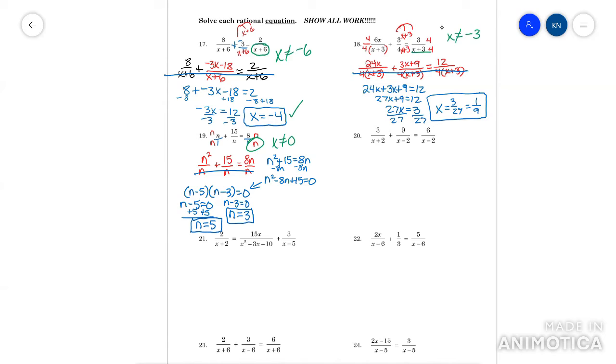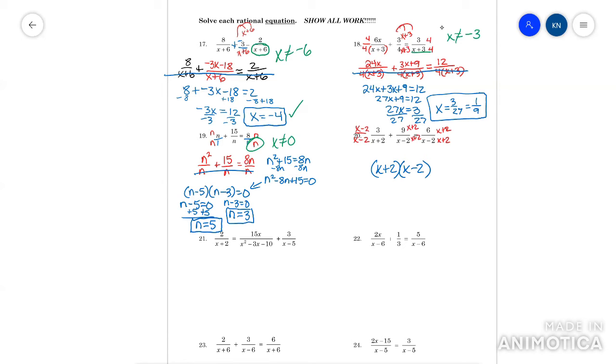Okay, moving right along. This one, you need to get the common denominator, which would be both of these pieces, x plus 2 and x minus 2. So that means the fraction on the left needs x minus 2. The fraction in the middle needs x plus 2. The fraction on the right needs x plus 2. That's a 2.